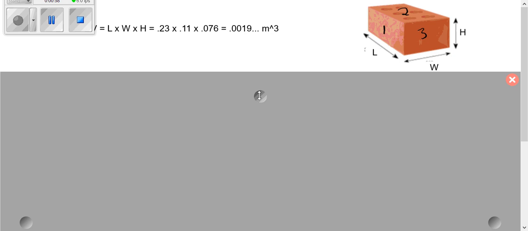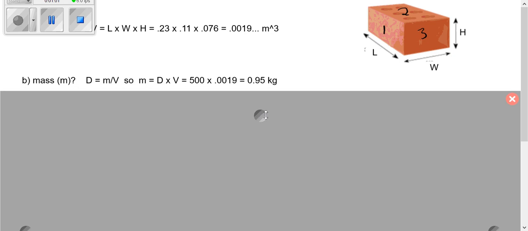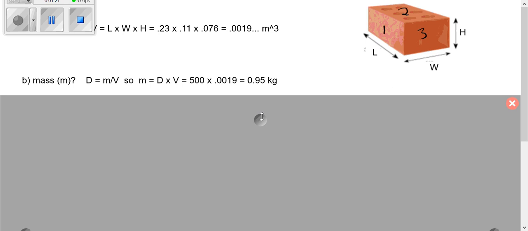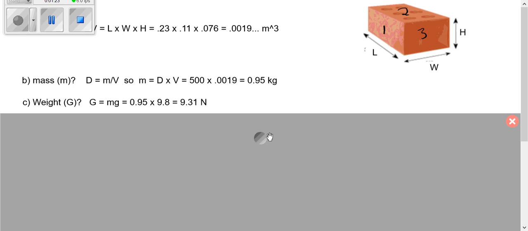For the mass, you're going to use the density equation. Density equals mass divided by volume. So if you're looking for mass, you would multiply density times volume, and the density was 500 and the volume was the answer to part A. When you do that, you get 0.95 kilograms. That's the mass of the brick. Then you're trying to figure out the weight of the brick. So you go back to your force equations, and weight is the same as gravity, which is mass times the acceleration due to gravity. So it's 0.95 times 9.8, which gives you 9.31 newtons.